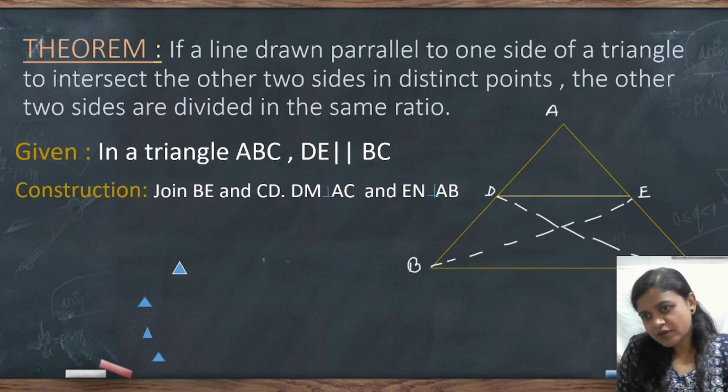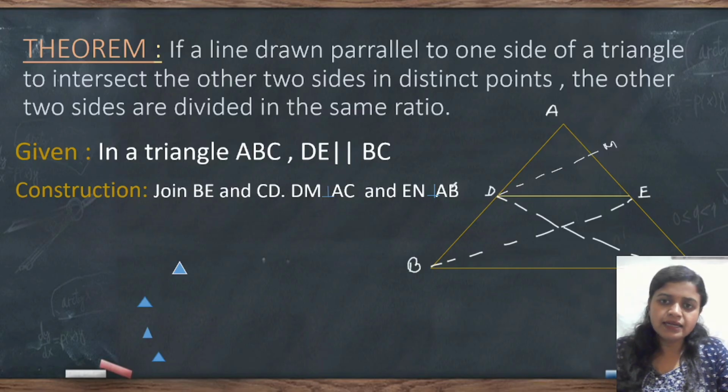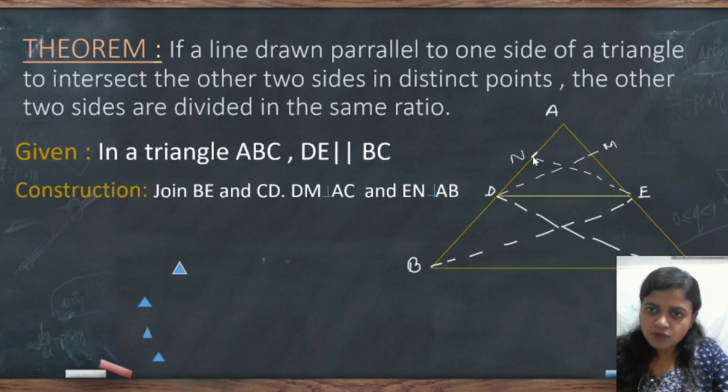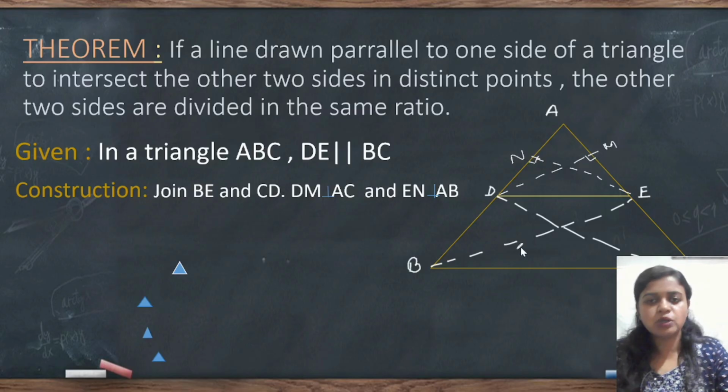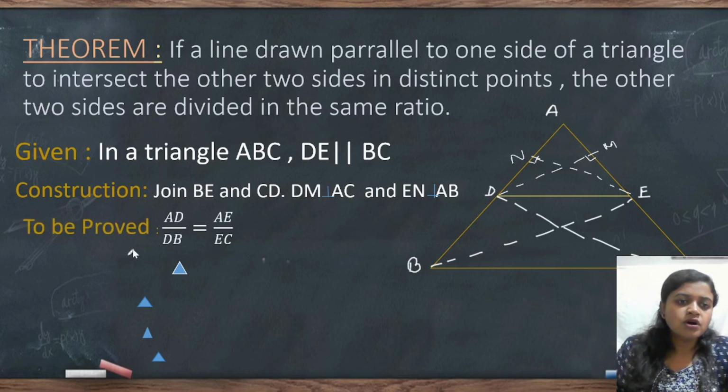Clear? So DM is perpendicular to AC. So we'll draw it like that. This is DM, and EN is perpendicular to AB. So we'll draw EN. Okay, so EN is perpendicular to AB. So this is a perpendicular side and this is a perpendicular side. Clear? Now, what do you have to prove?